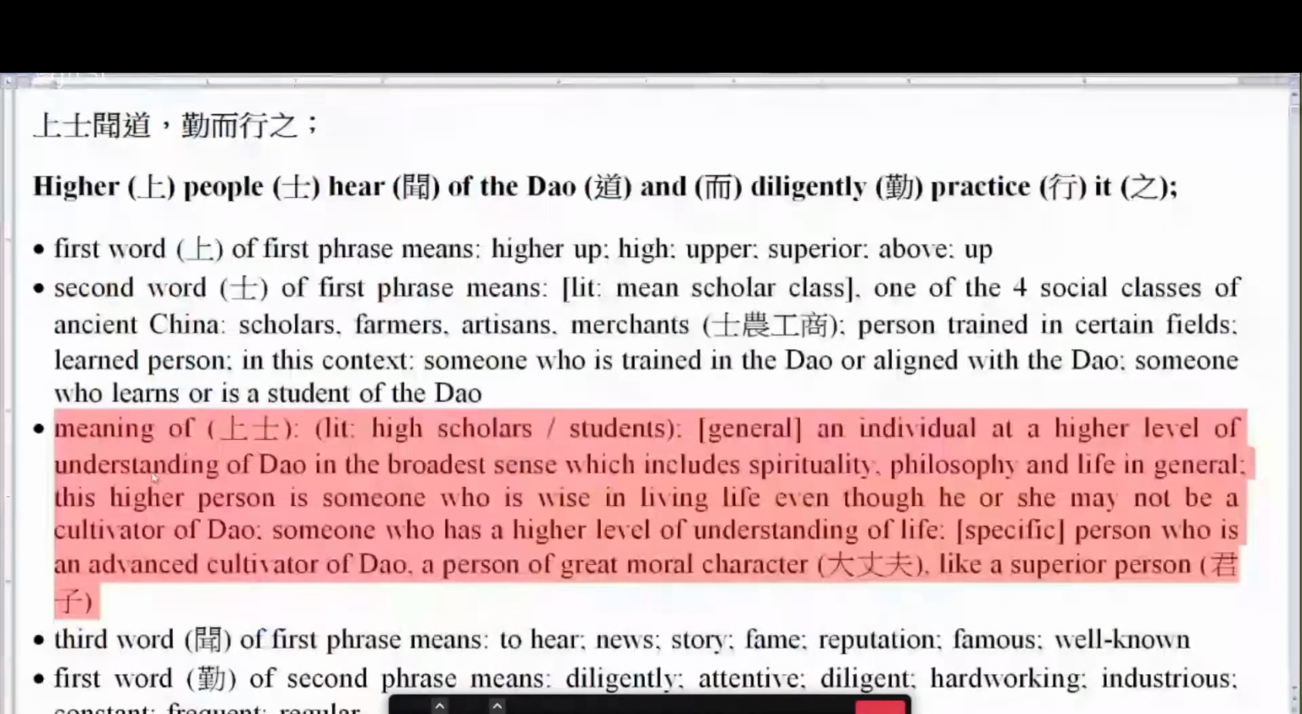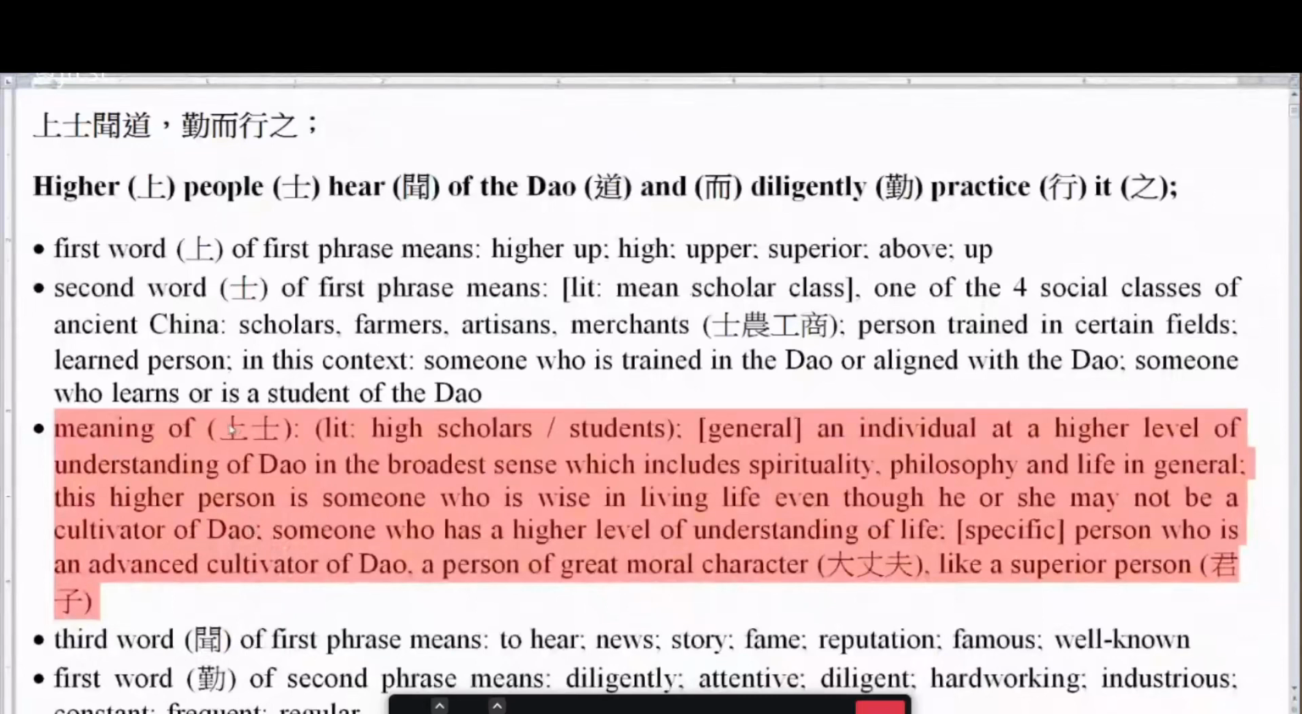At the general level, it's an individual at a higher level of understanding of Tao in the broadest sense. It's not restricted to just a person who only knows Tao, that's very narrow. We're talking about the broadest level, which includes spirituality, philosophy, and life in general. So this higher level person is someone who is wise in living, even though he or she may not be a cultivator of Tao. Doesn't have to be a Tao follower or cultivator.